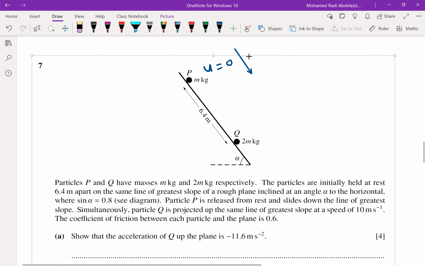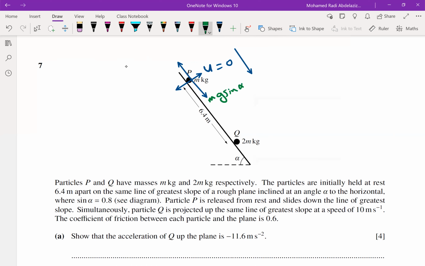For the first part, without completing the reading, you have to show the components of the weight, the normal reaction, and the direction of the frictional force. This is for particle P. The frictional force will be up because the particle moves down. So it's better to show the components of the weight, which will be mg sine alpha and mg cosine alpha, the normal reaction, and the frictional force.